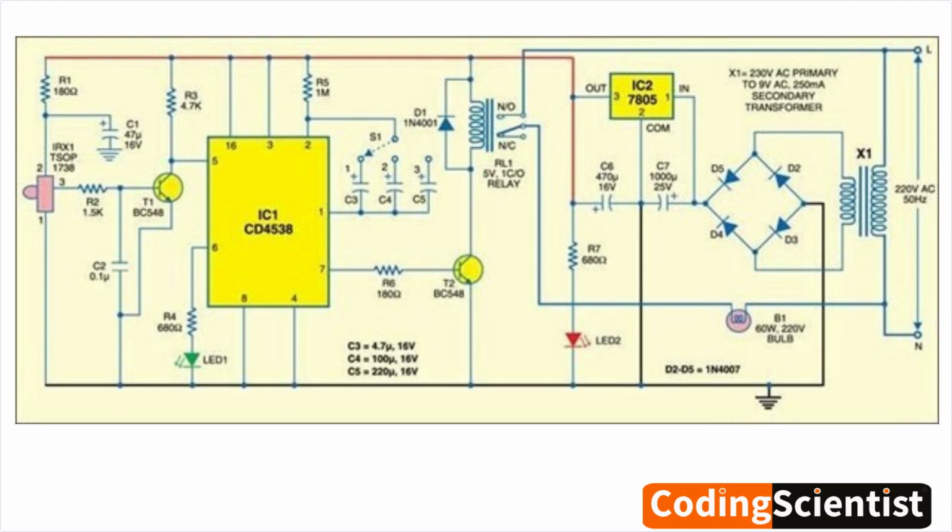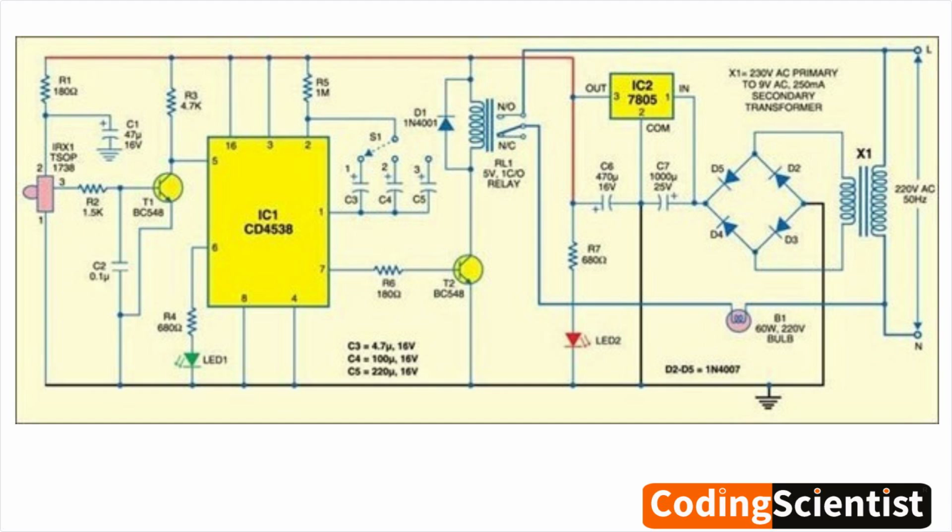IR receiver and detection: an IR receiver, IRX1, is connected to the microcontroller, IC1. When the IR receiver detects an infrared signal from a remote control, it sends a signal to the microcontroller. Microcontroller and relay activation: the microcontroller, IC1, is programmed to interpret the IR signal. Upon receiving a valid signal, the microcontroller activates a transistor, T1, which in turn triggers the relay, RL1.